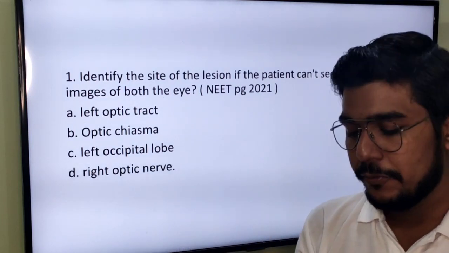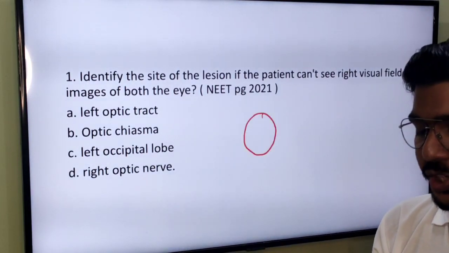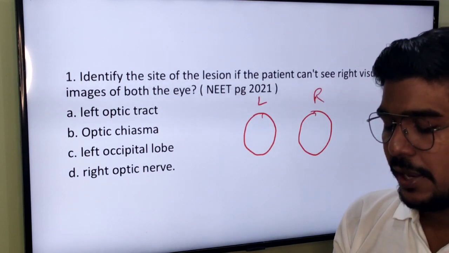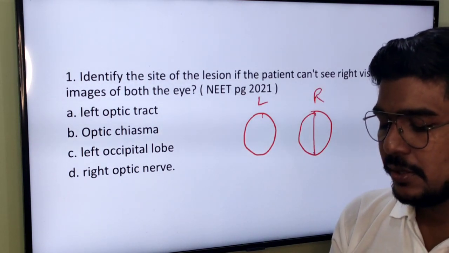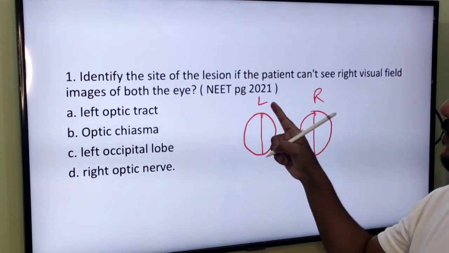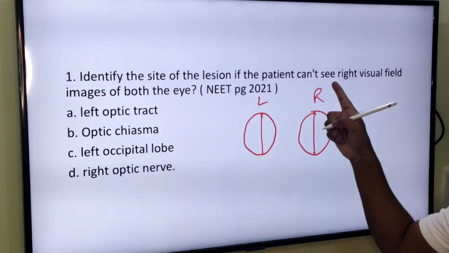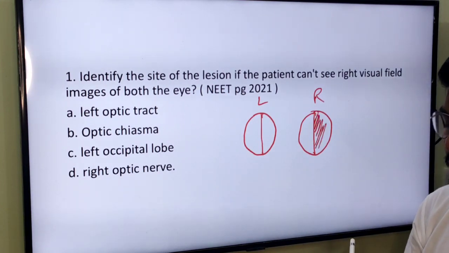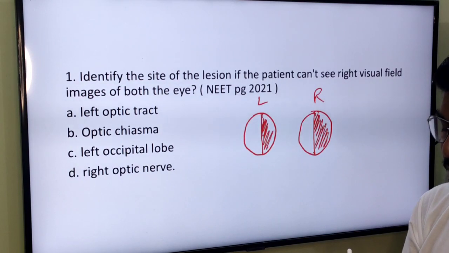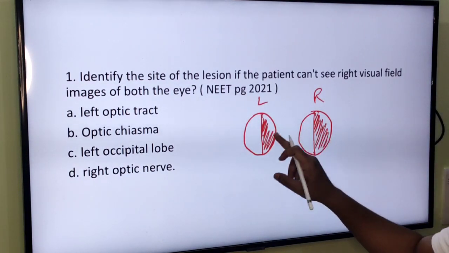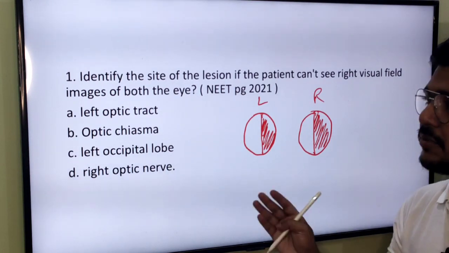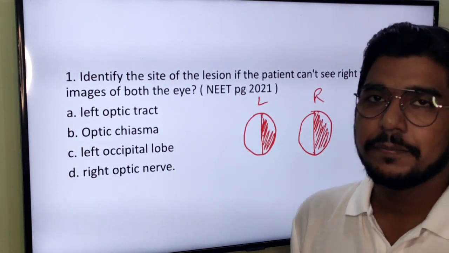So let me draw it here for you. This is right, this is left. This is the right eye, this is the left eye. He is saying that the patient can't see the right visual field of both eyes, the right side. So this is the visual field of the patient. Now it's very easy to understand, right?